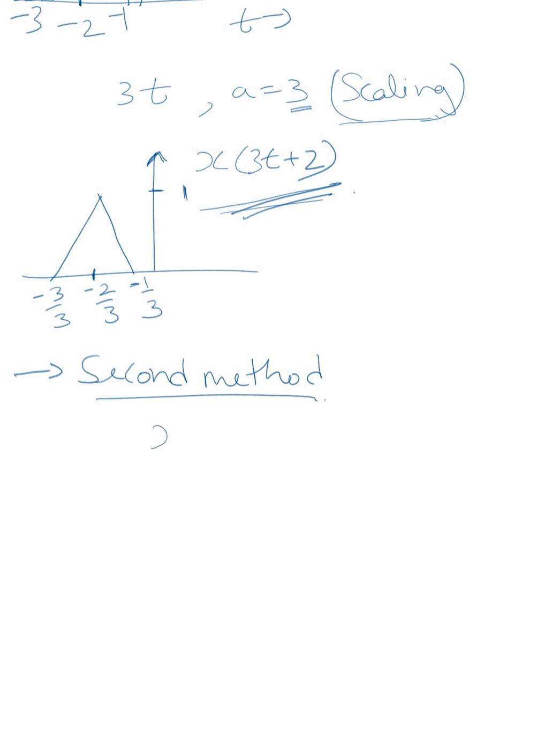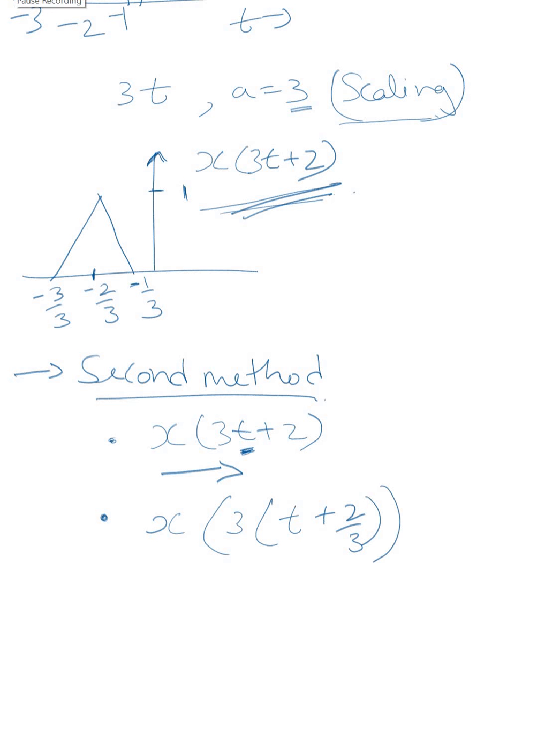Okay, the required transformation is x of 3t plus 2. The second method is we can move from left to right. In this method we need to make sure that the independent time variable t should not be a scaled version of anything. So we need to simplify this a bit. We'll take 3 as common, so this will result into t plus 2 by 3.